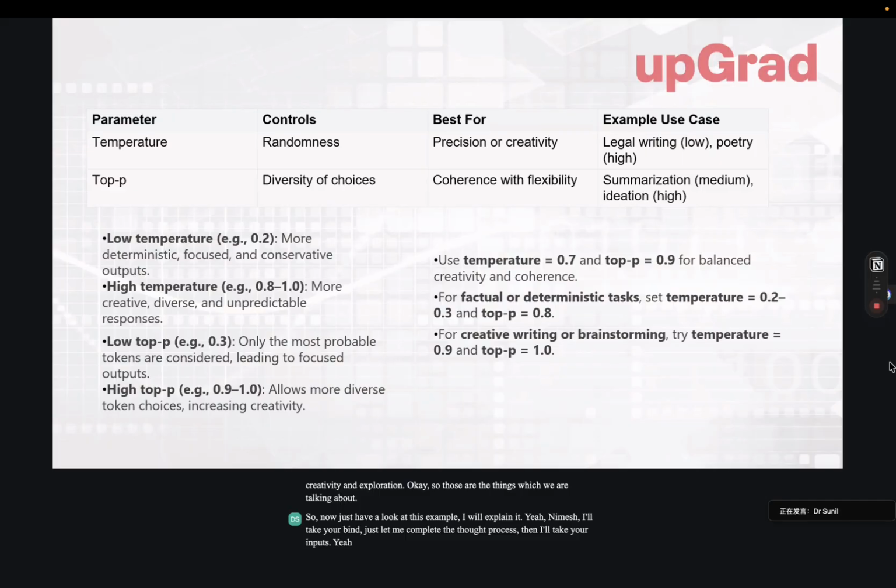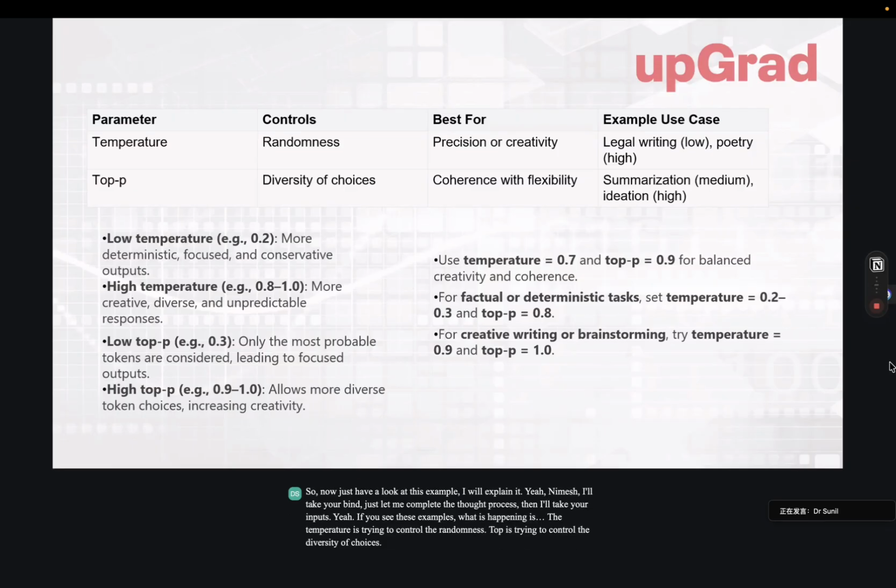Yeah, if you see these examples, what is happening is the temperature is trying to control the randomness. Top P is trying to control the diversity of choices. Whether it is precision with low temperature or creativity with high temperature, that is the one control we have. We have some examples: poetry as a high temperature, specific legal writing as a low temperature.